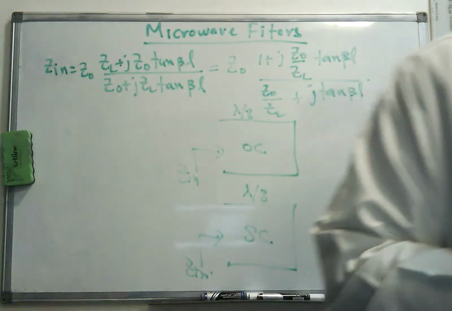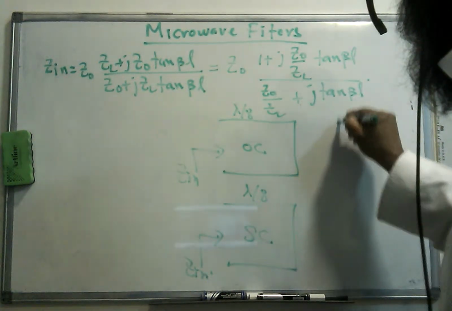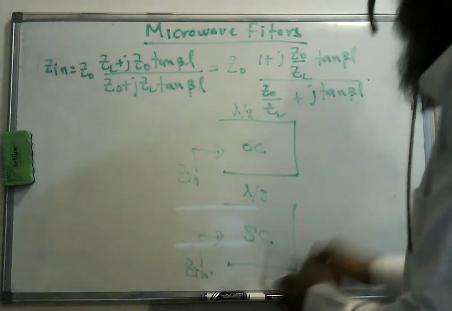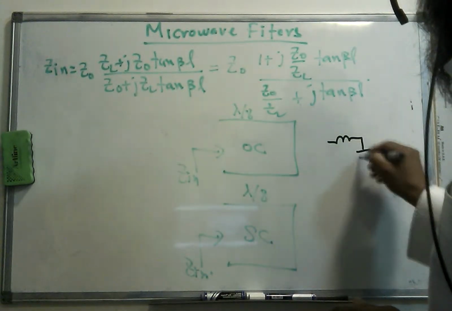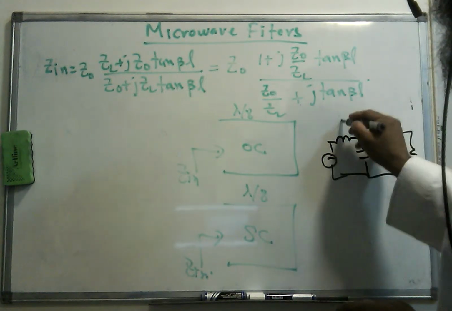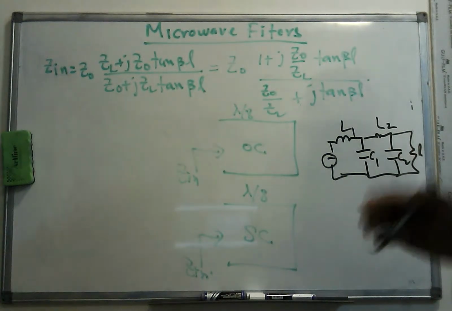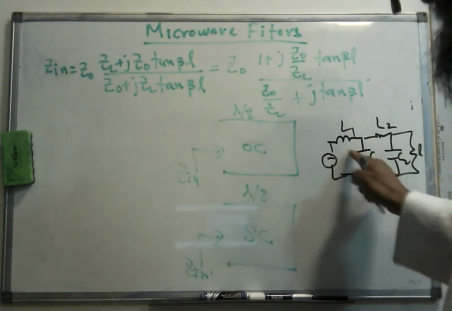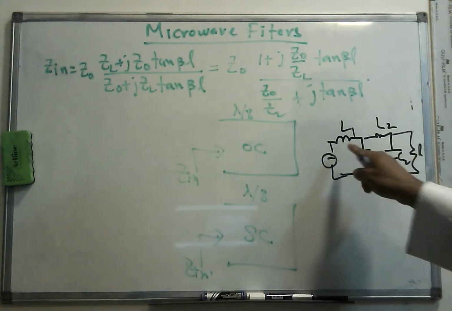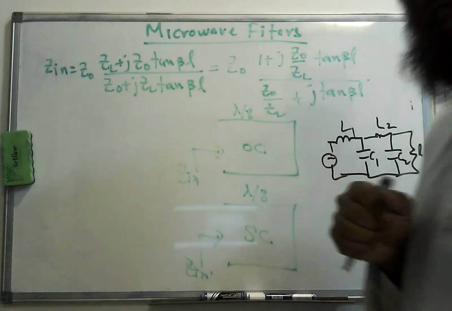Yeah, so I think the voice is okay now. Just if you remember, for the low pass filter, for example, I have a circuit in which I have inductors and capacitors, like L1, L2, C2, R, something like that. Now, sometimes these circuit elements are difficult to fabricate or difficult to obtain at microwave frequencies. So we like to replace these by transmission lines. Now, how can we replace an inductor and a capacitor by transmission lines?